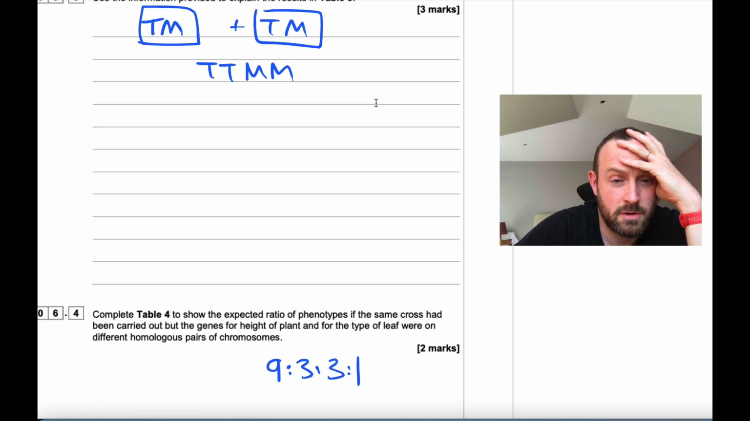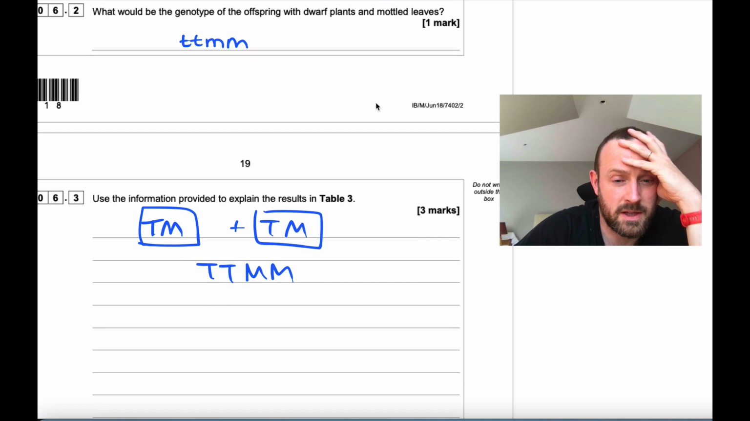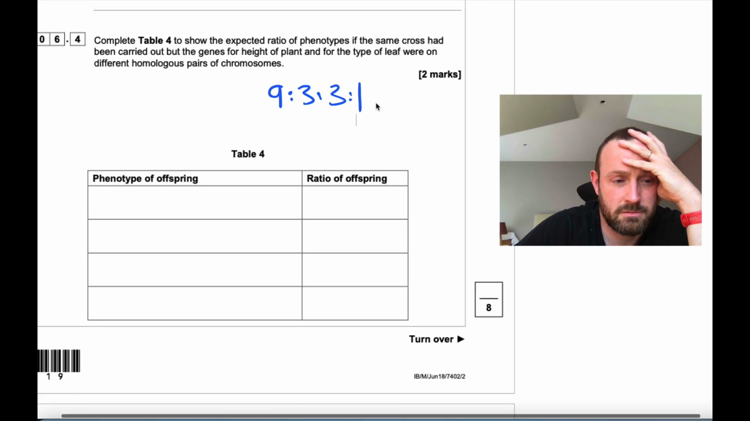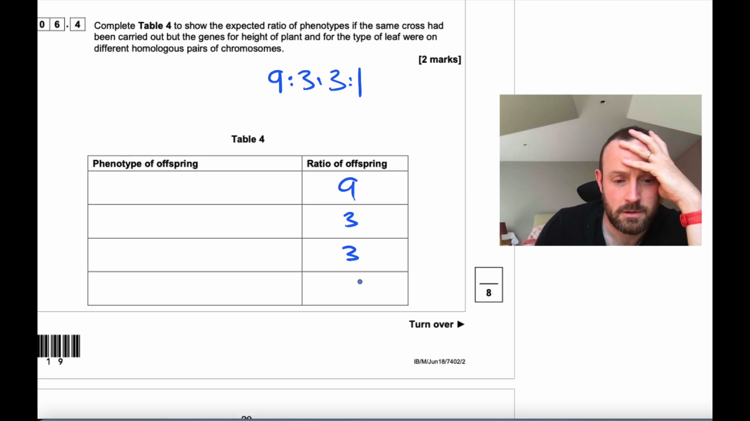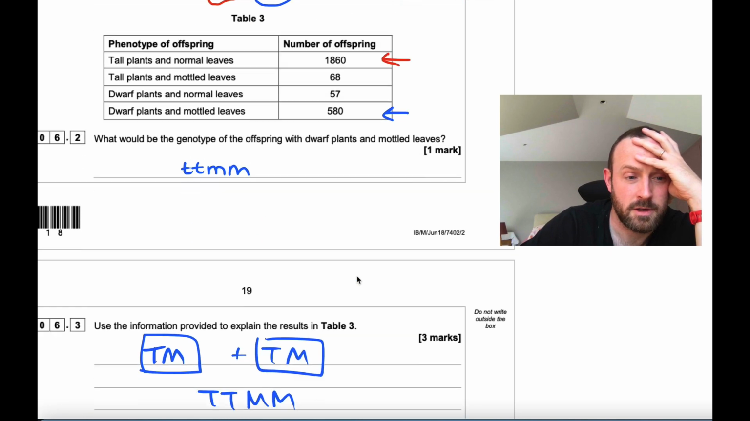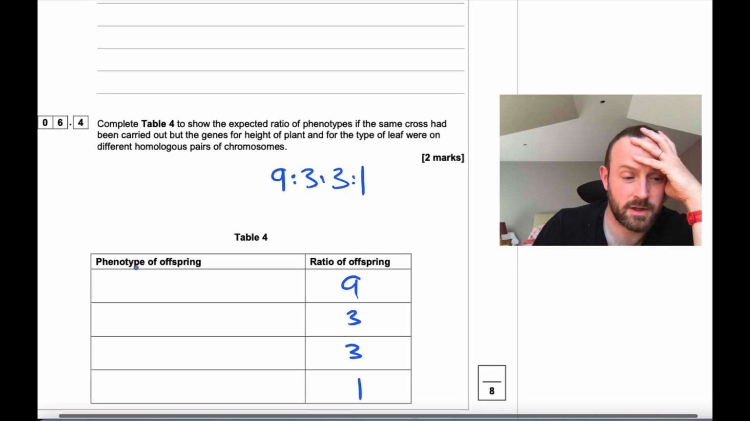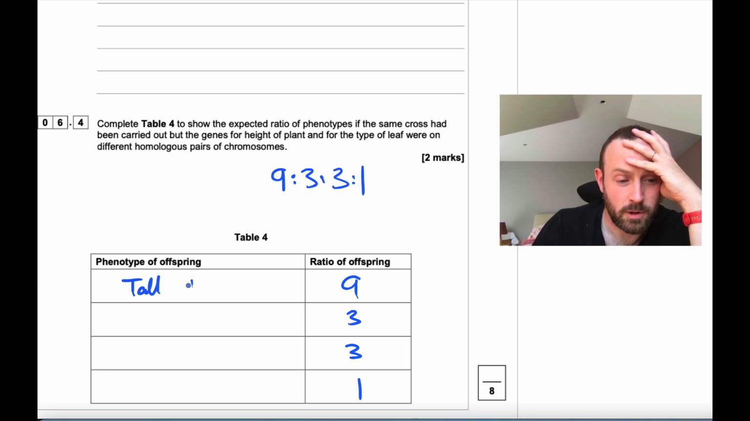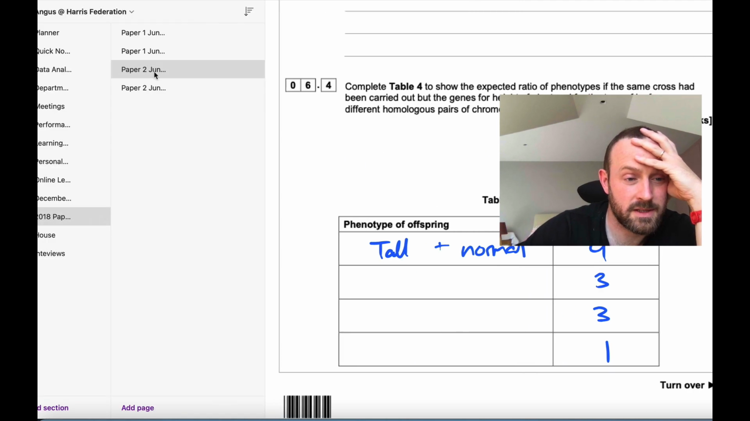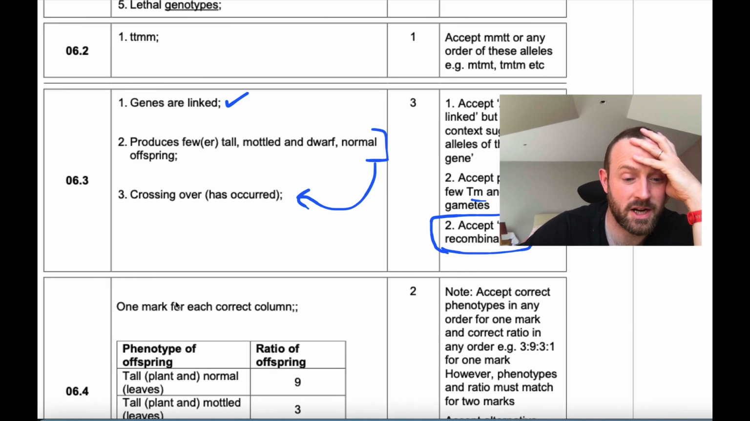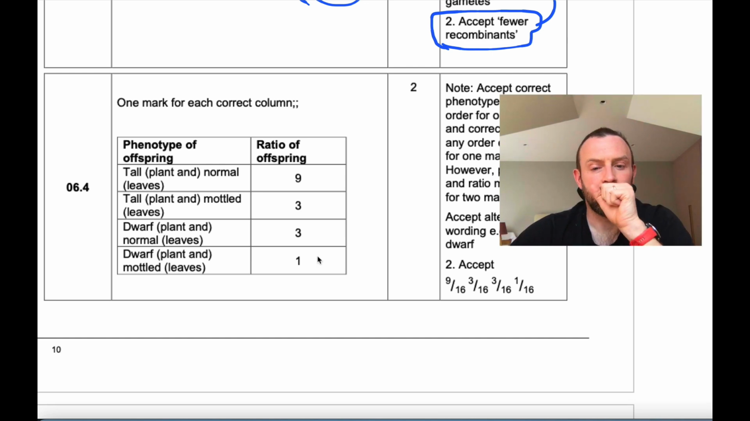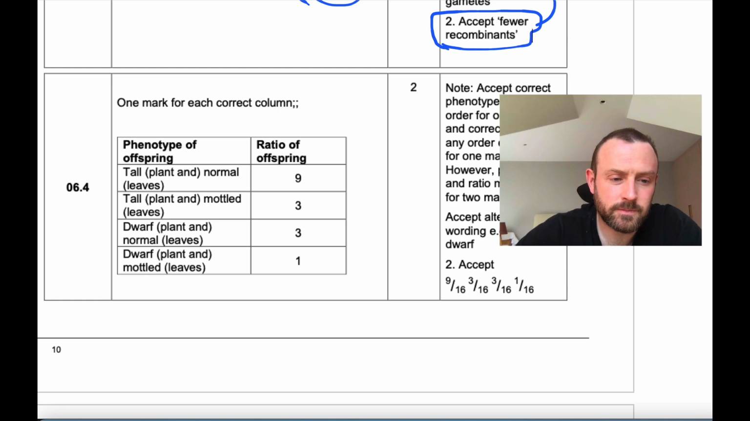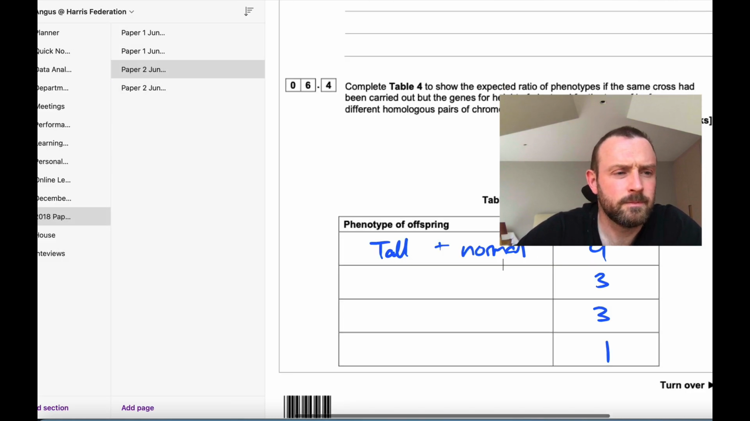Expected ratio. So I think that's, I guess, 1 mark for each column. So 9 to 3 to 3 to 1, and then you just write tall, normal, etc. It does say the ratio. I was just checking that it doesn't actually want the numbers. Okay, yeah, 9 to 3 to 3 to 1. That's correct. Moving on.